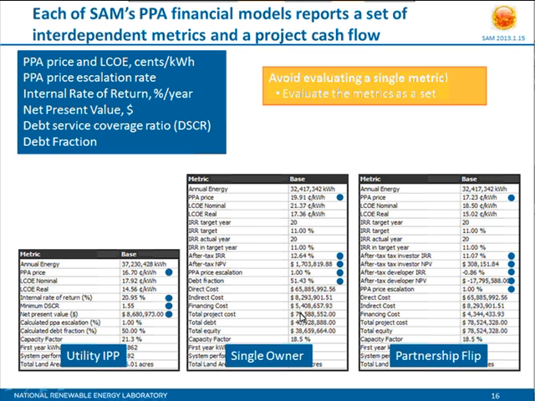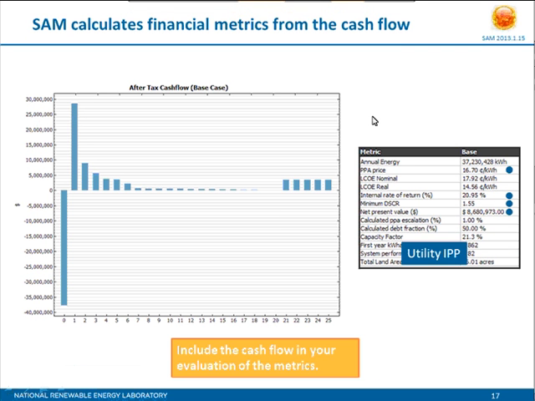And then for our partnership models, we have an IRR and net present value for the investor and developer, so for each partner in the arrangement. The financial metrics are calculated from the cash flow. So in addition to taking the whole set of metrics together, you should also have a look at your cash flow to make sure that it looks reasonable.